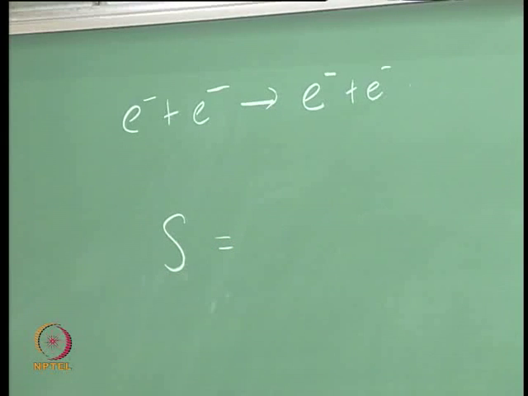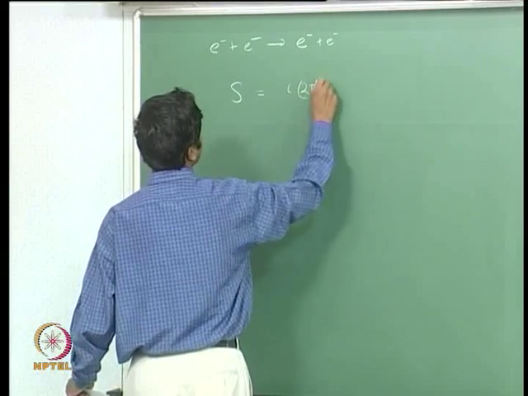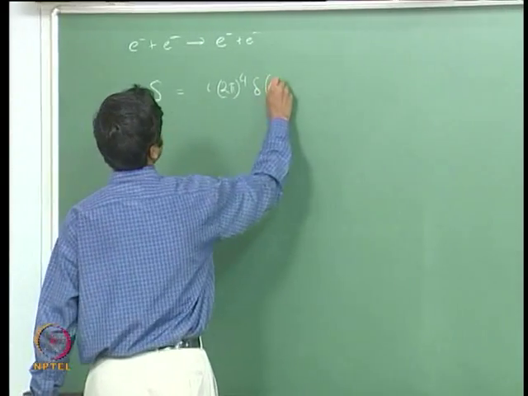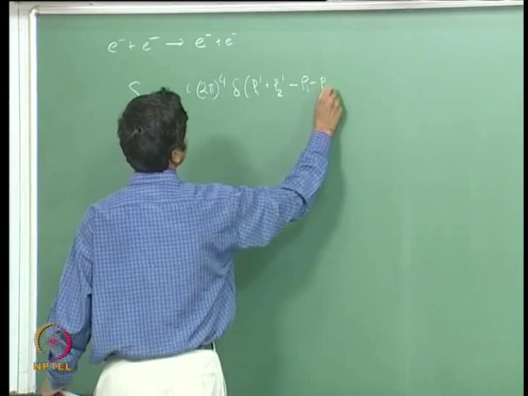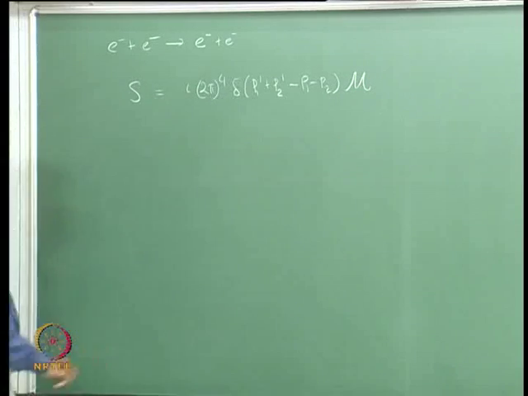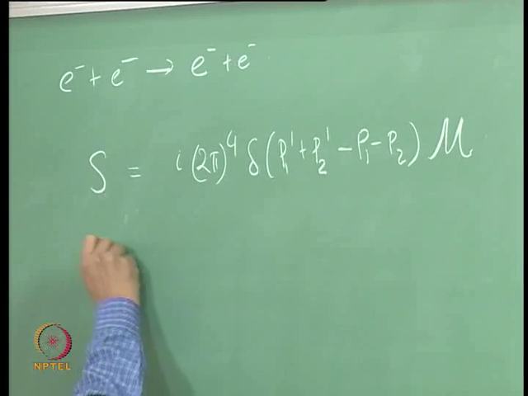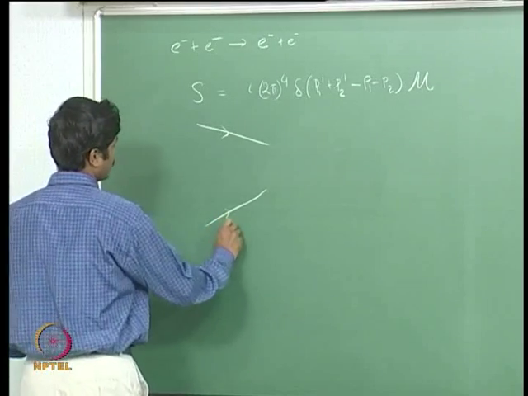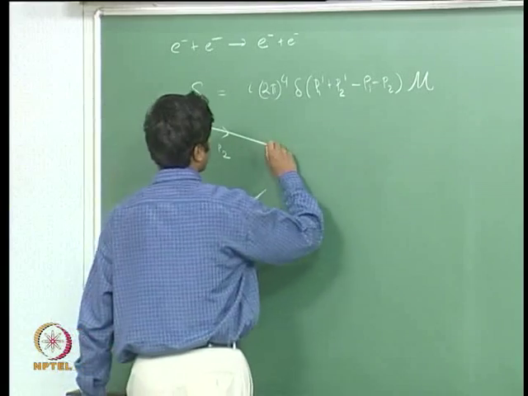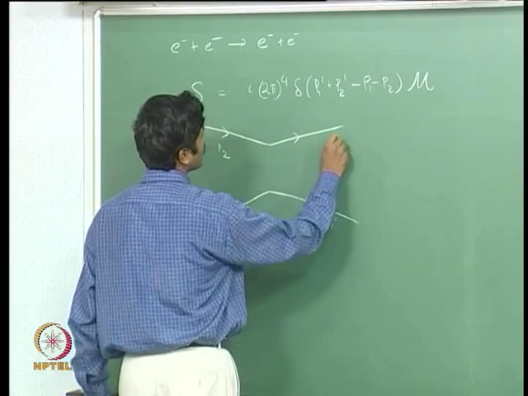S matrix to lowest order, which gives a contribution given by i(2π)⁴ δ(p1' + p2' − p1 − p2) times the Feynman amplitude M. There are two diagrams which contribute to this process at lowest order, and these two diagrams are given by two incoming electrons of momenta p1 and p2, and then the outgoing electrons of momenta p1', p2'.